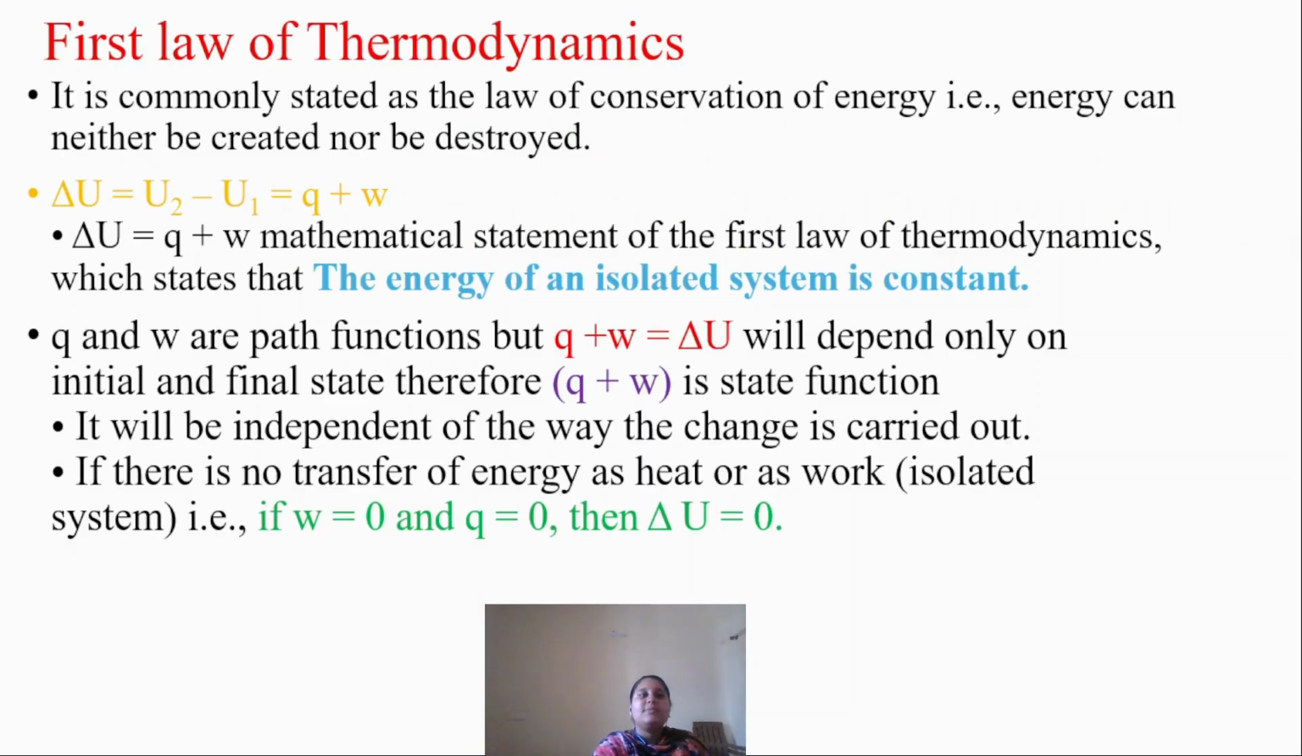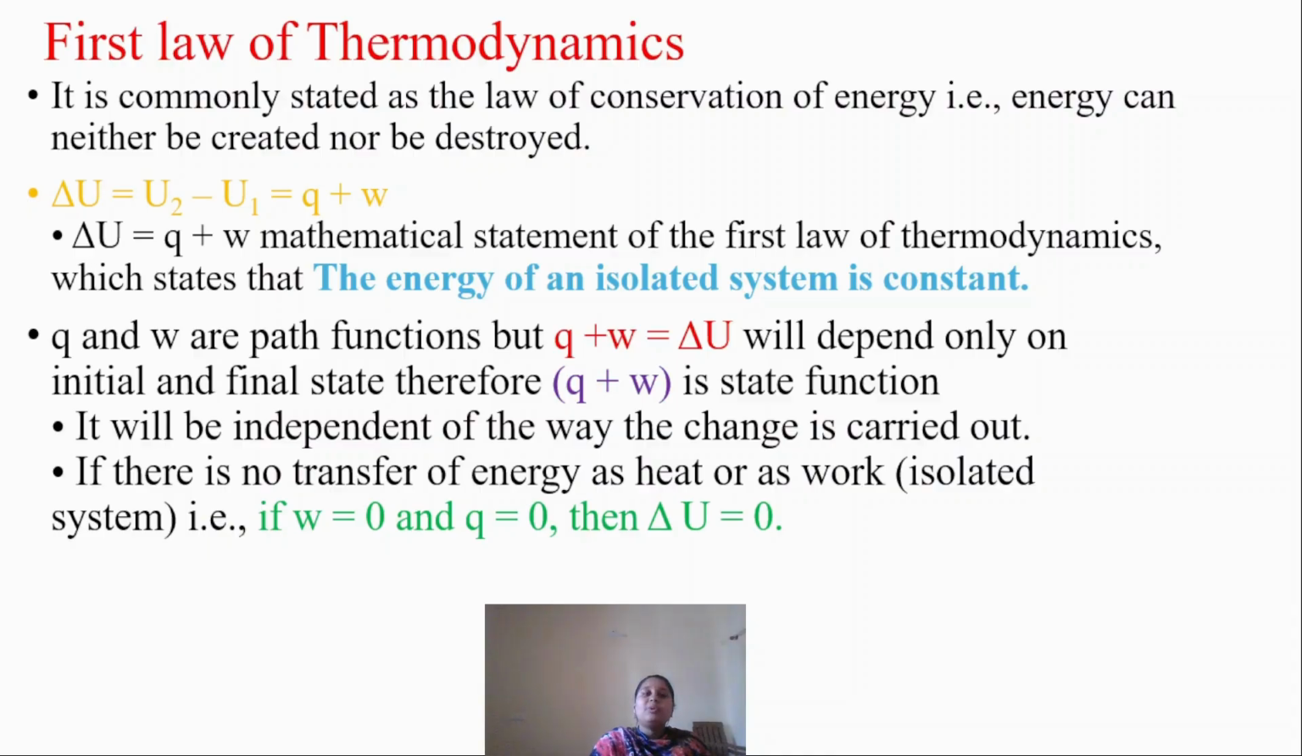The next is the first law of thermodynamics. It is stated as the law of conservation of energy, that is, energy can neither be created nor destroyed. So delta U is equal to U2 minus U1, that is Q plus W. This is the mathematical statement of the first law of thermodynamics. It is also stated as: the energy of an isolated system is constant, where Q and W are path functions.